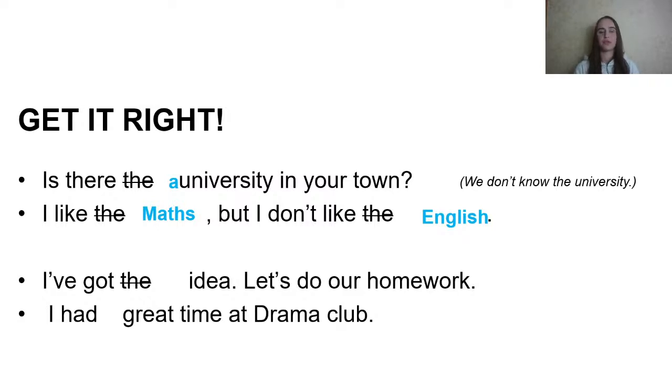What about the next one? I like the math, but I don't like the English. You have both articles crossed here. But why? What should be here instead? A, an, or no article? Nastya says nothing. And that is correct. Yep.